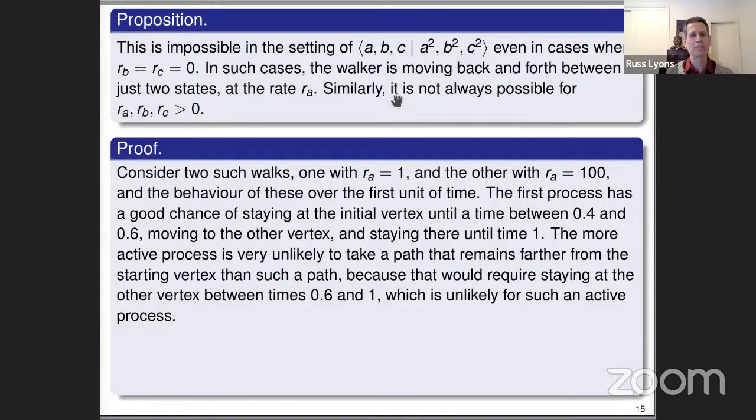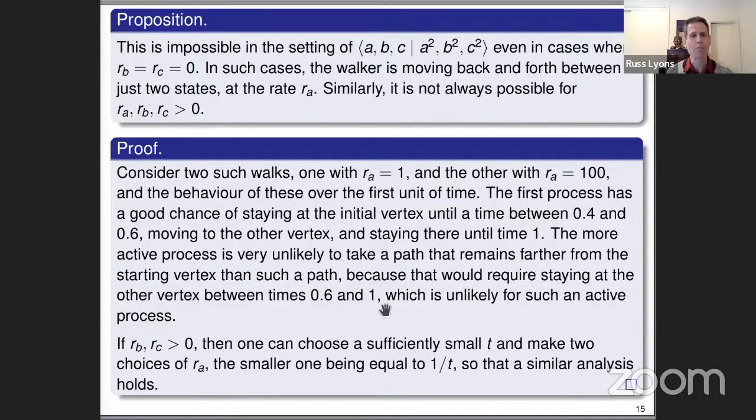Okay, so now let's prove that the general case is also not possible. When I say in general, I don't mean it's impossible for all choices, I just mean in general, it's impossible. So suppose RB and RC are both positive. Now choose a time which is really small. In effect, that's going to make RB and RC very, very close to 0 from the point of view of that time. Unlikely that anything will happen by that time.